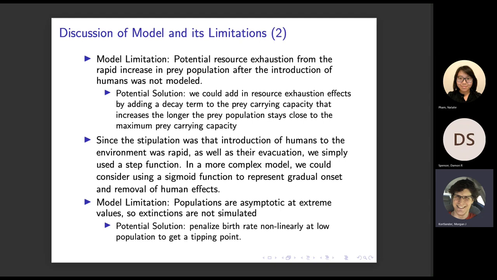And finally, for limitations, we noticed that the populations were asymptotic at extreme values, so extinctions are not really simulated here. And a potential solution for that is penalizing the birth rate nonlinearly at low populations to get a tipping point that a population may not be able to recover from. Thus, we'd be able to better simulate an extinction effect.